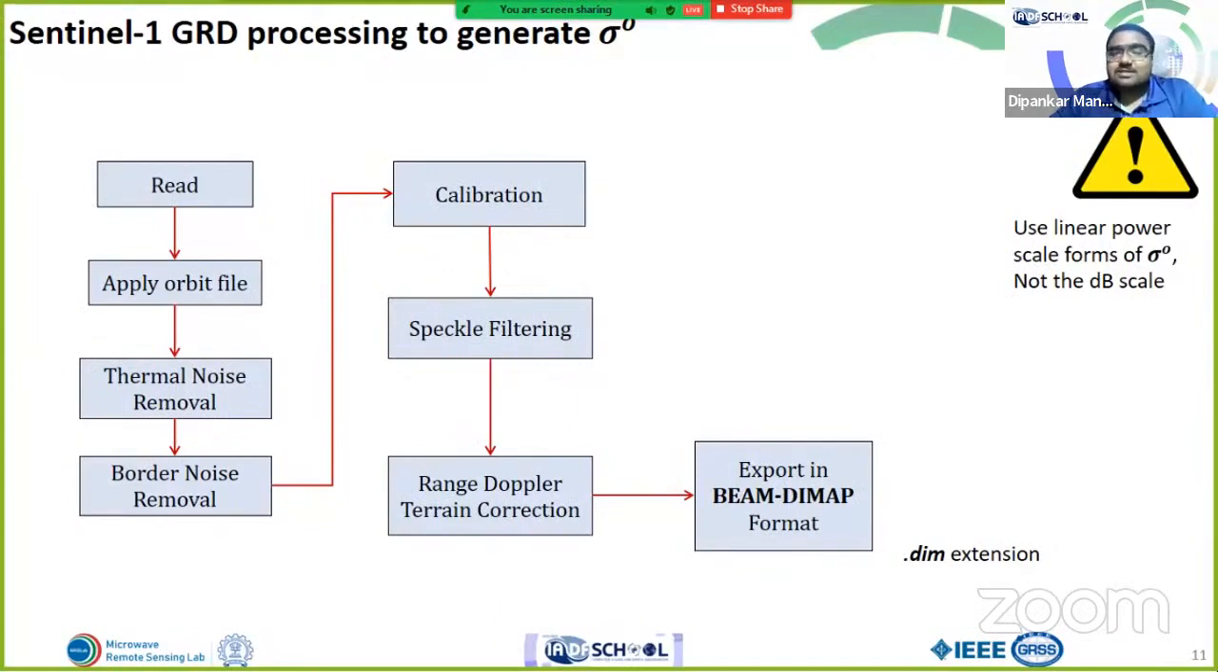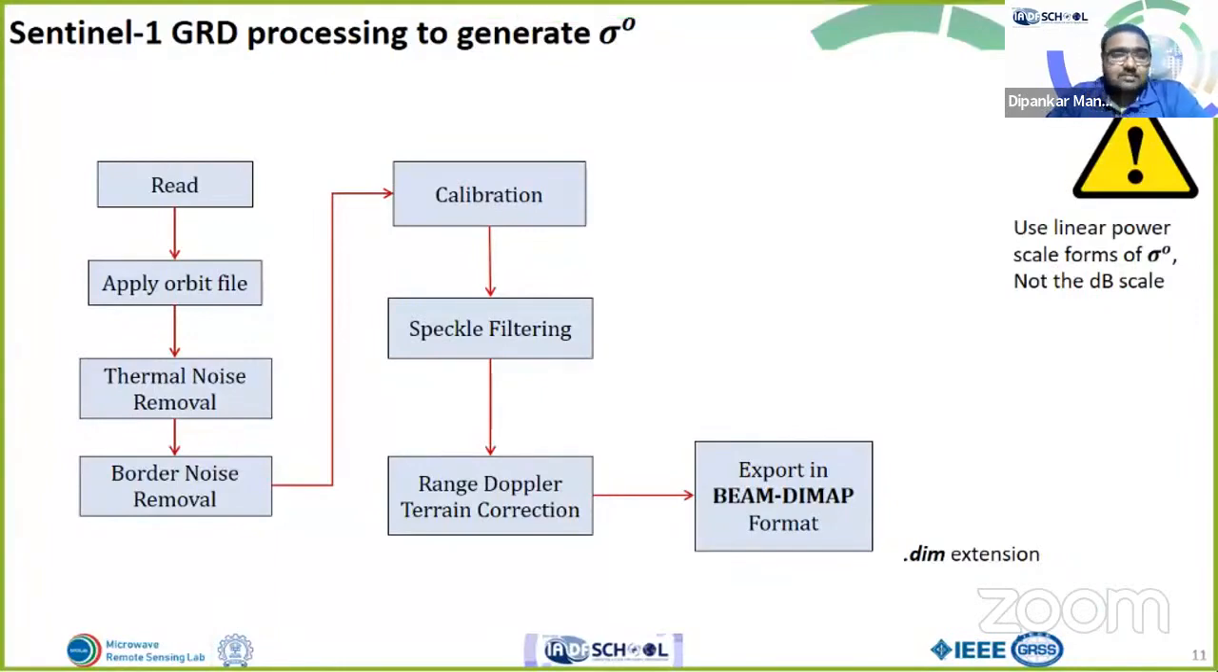So we start from reading the SLC product or the GRD product. In case of GRD processing, we directly apply the orbit file, and there is a thermal noise removal step. We also have to apply border removal. Then there is a step called calibration, which converts the digital number to a usable backscatter intensity format. Then we have to apply speckle filtering, which was already covered by Professor Frery in his lecture, to select different Gaussian filters or other filtering approaches. Then we apply the range Doppler terrain correction, which is similar to DEM correction. And finally, SNAP allows us to export these images in the form of the DIM extension, which I already showed in the previous slides.